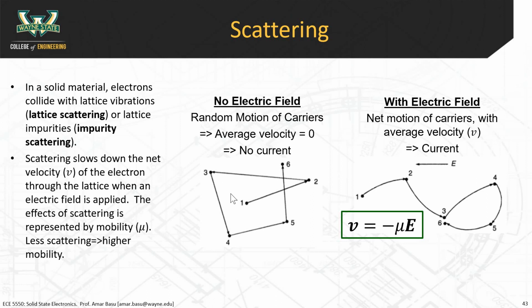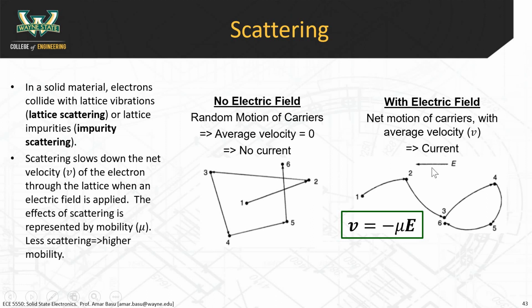So over time, the net displacement of the electron is zero. Because it moves in this direction, then it moves in the other direction, then it moves in the other direction. So it's what's called a random walk. And so the average velocity is zero, and so there's no current.